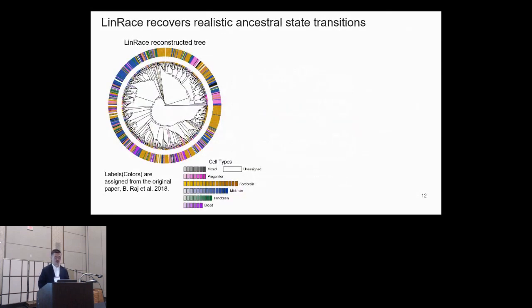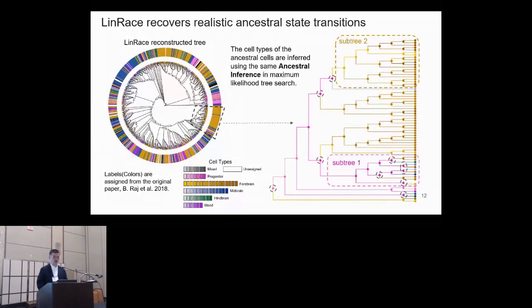In addition, we demonstrate that LinRace can also provide insights of realistic ancestral state transitions from the reconstructed tree. We use a real dataset of zero-phase juvenile brain that is sequenced using the CRISPR-Cas9-based single-cell RNA-seq experiment. On the left-hand side, we show a LinRace reconstructed tree with the labels that is assigned from the original paper. We can see that the distribution of the cell types are relatively consistent with what we observe from other real data sets. And what we can also do is we use the ancestral inference step in our LinRace framework.